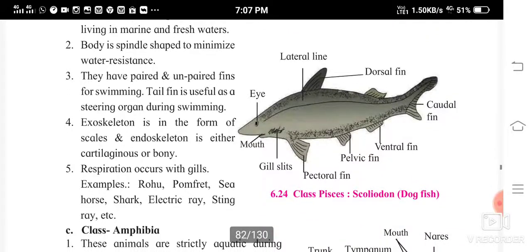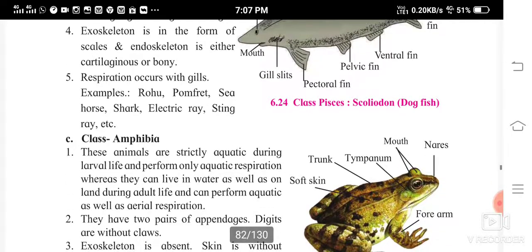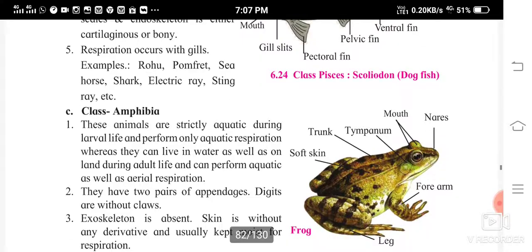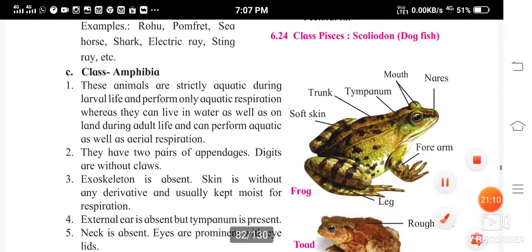Then the body. This is very important. It is spindle shaped, so that it can minimize the water resistance. They have both paired fins and unpaired fins for swimming. And there is a caudal fin also, which acts like a steering organ. Then the exoskeleton: you will find scales, and the exoskeleton might be cartilaginous or bony also, and respiration takes place with the help of gills.